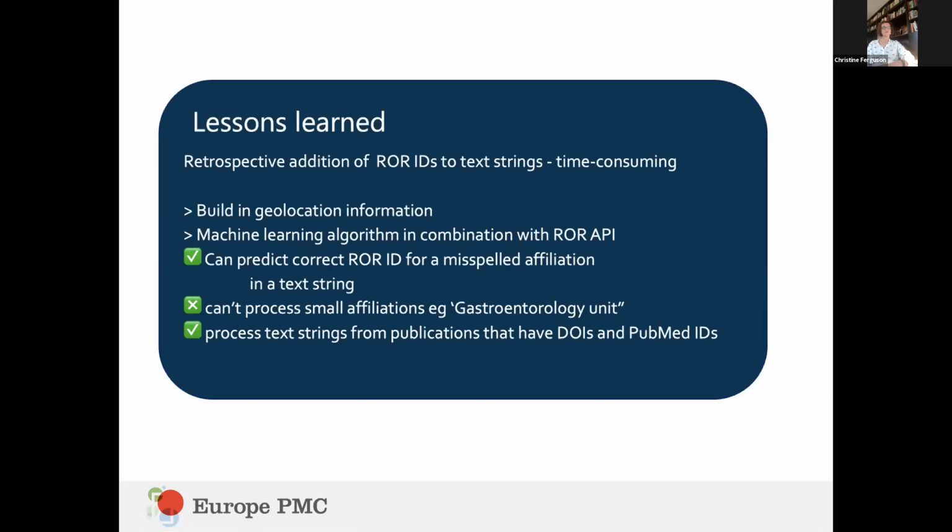It can't process small affiliations, like I mentioned previously, the gastroenterology unit, but it can process text strings from publications that have DOIs and PubMed IDs. So we've not made this public yet, but we have been able to assign matched ROR IDs to upwards of 40,000 DOIs submitted to us by a partner in FREYA.